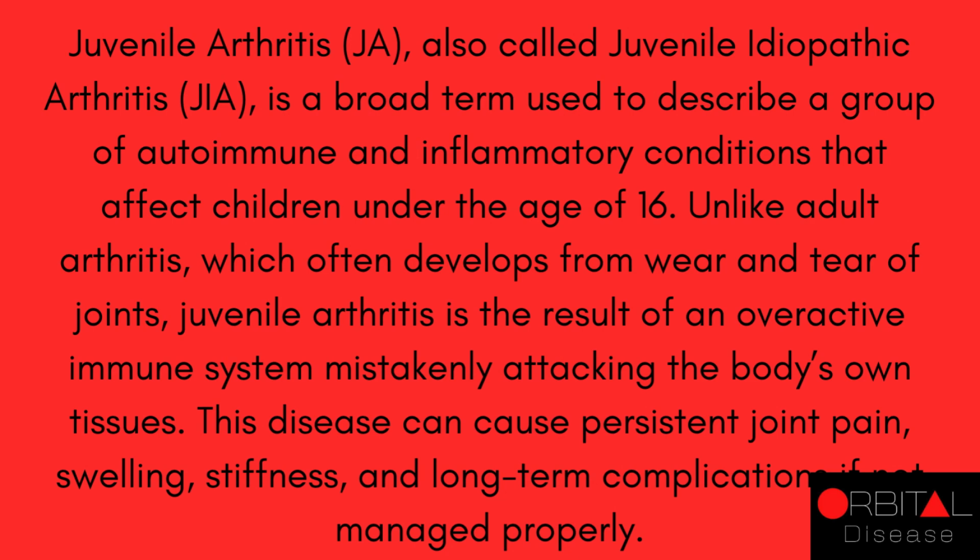Juvenile arthritis, JA, also called juvenile idiopathic arthritis, JIA, is a broad term used to describe a group of autoimmune and inflammatory conditions that affect children under the age of 16. Unlike adult arthritis, which often develops from wear and tear of joints, juvenile arthritis is the result of an overactive immune system mistakenly attacking the body's own tissues. This disease can cause persistent joint pain, swelling, stiffness, and long-term complications if not managed properly.